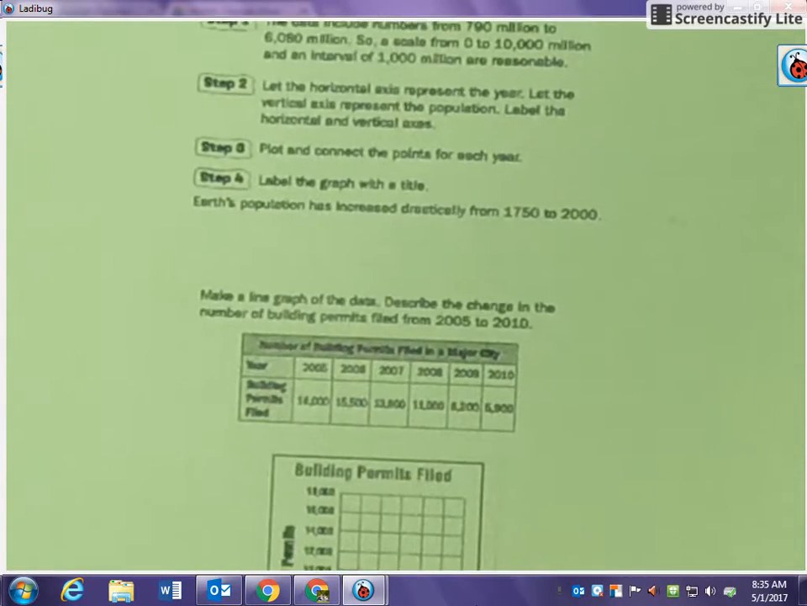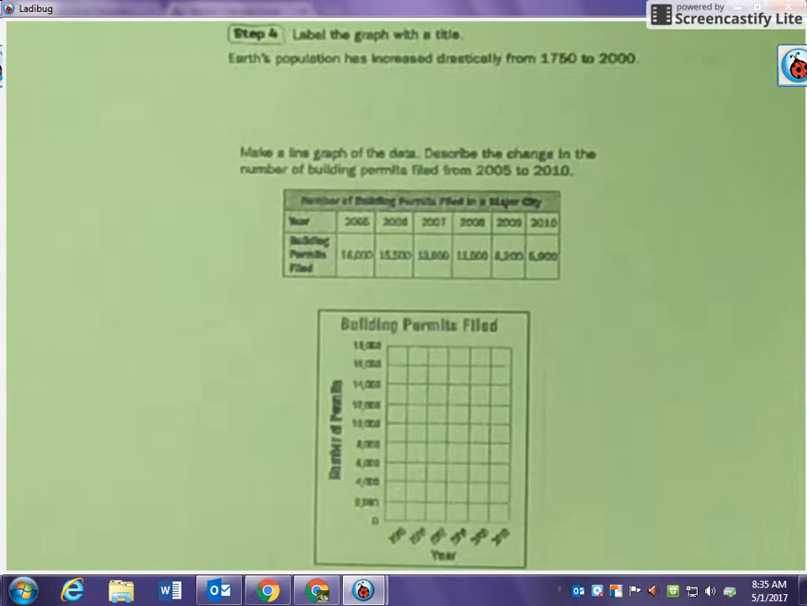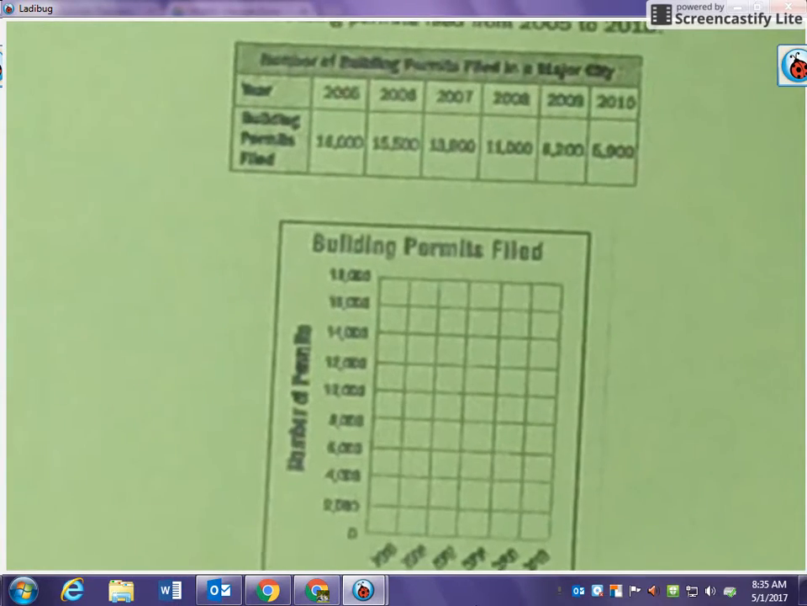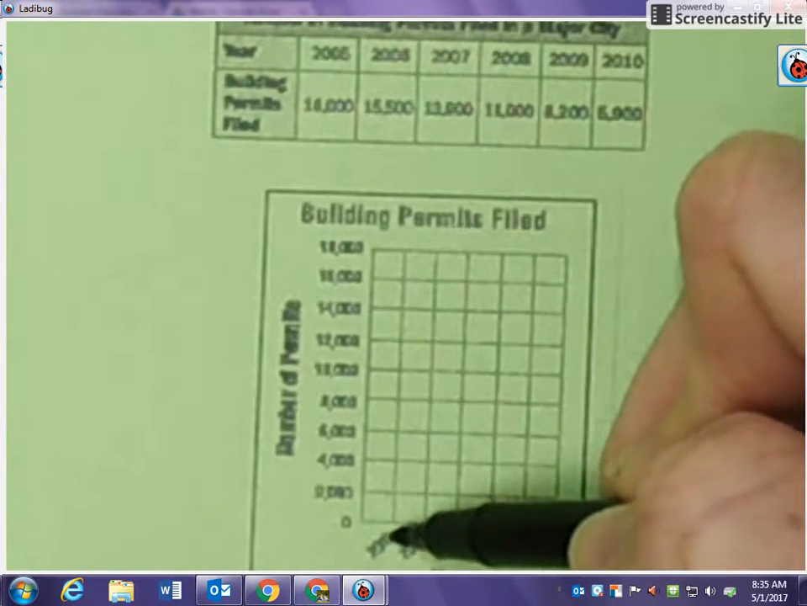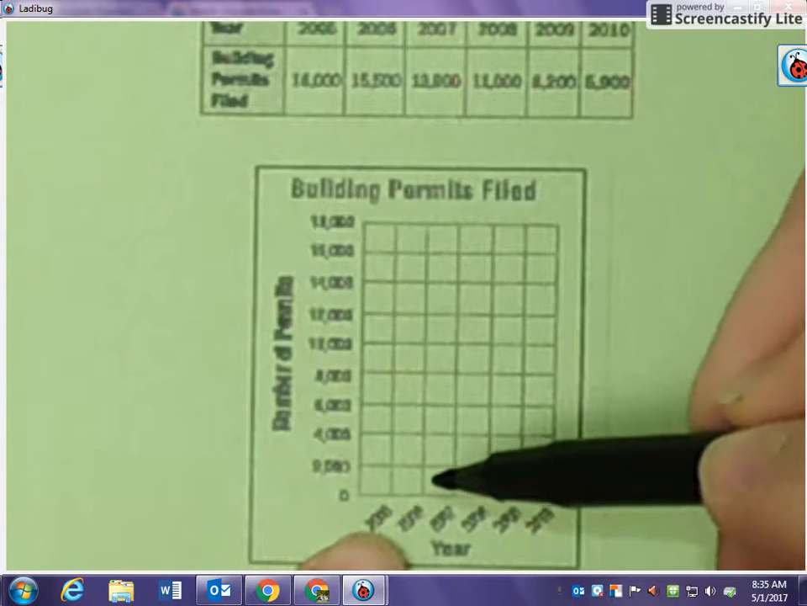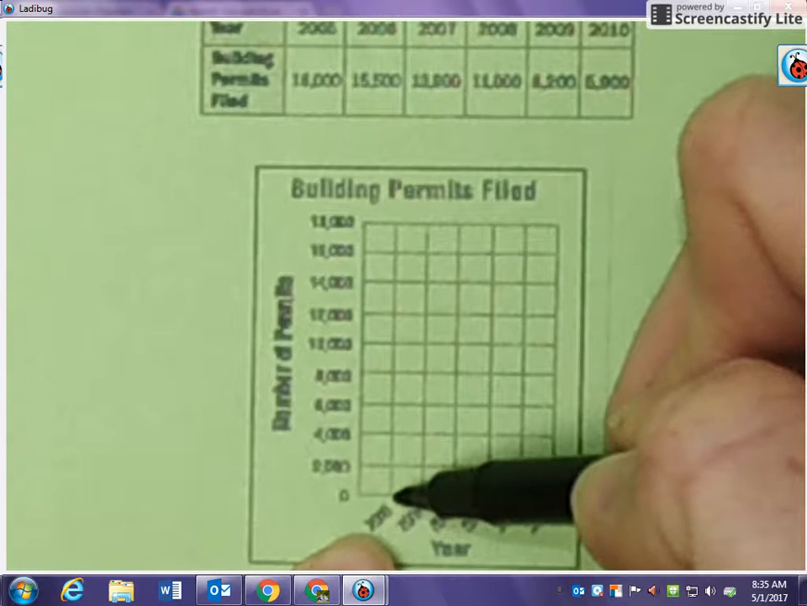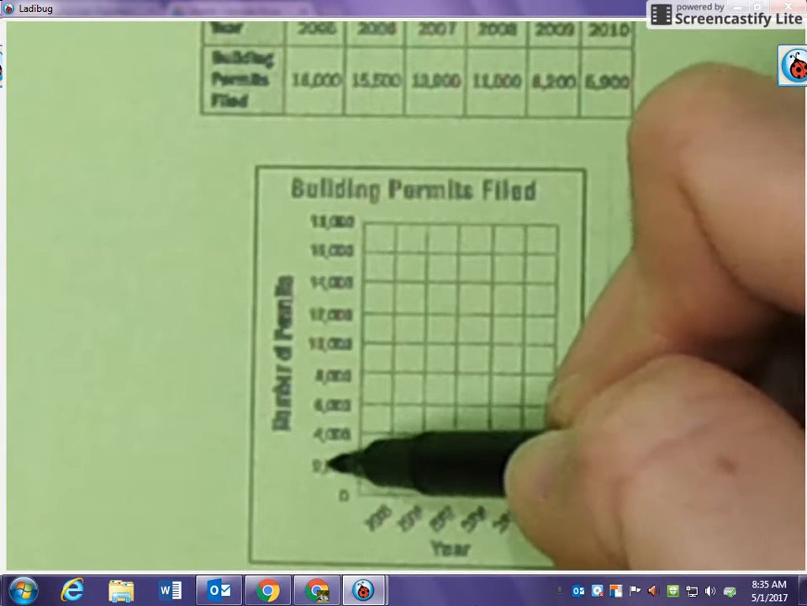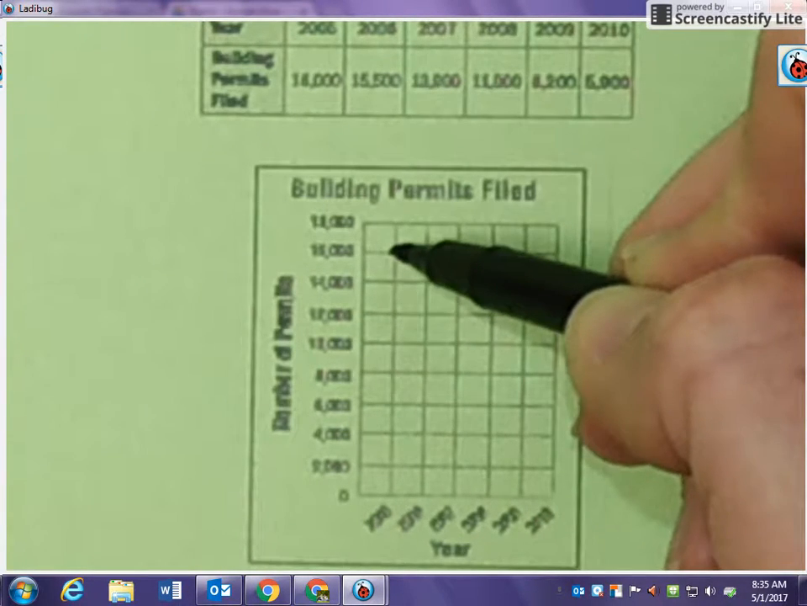So let's actually look at one now. It says we're going to make a graph using this data, and then we're going to describe it. Look, it's already set up for us. So all we have to do is put the dots on there. So in year 2005, which is this one right here, even though it doesn't look like 2005, I promise you it is, we have 16,000. So this is 2, 4, 6, 8, 10, 12, 14, 16. So we're going to put our dot.